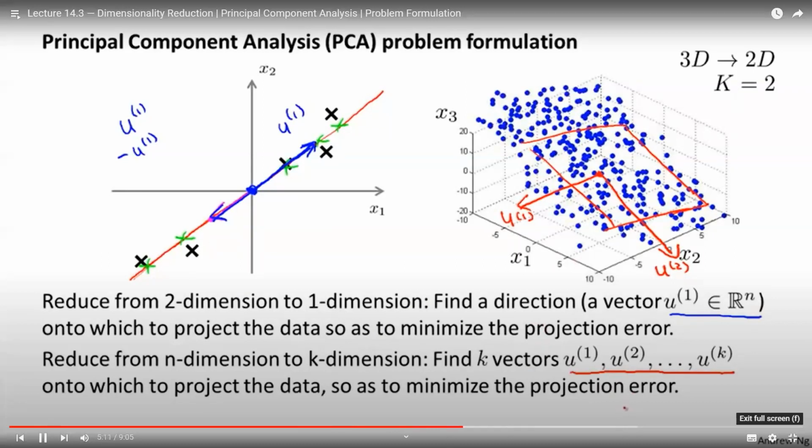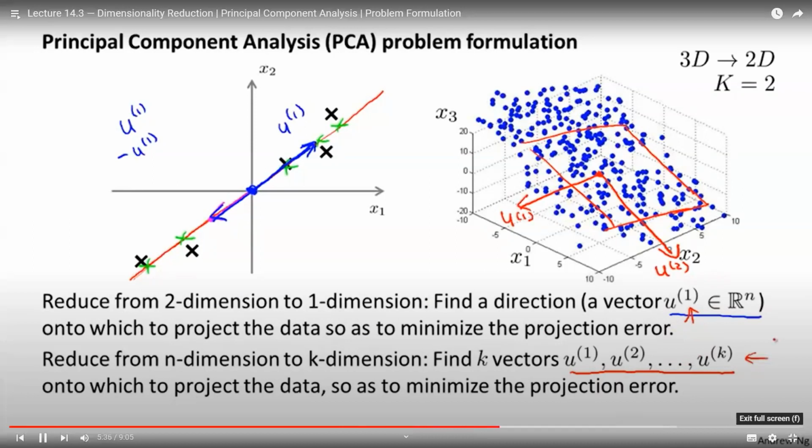But if you're not familiar with linear algebra, just think of it as finding k directions instead of just one direction onto which to project the data. So finding a k-dimensional surface, really finding a 2D plane in this case, shown in this figure, where we can define the position of a point in a plane using k directions, and that's why for PCA we want to find k vectors onto which to project the data.